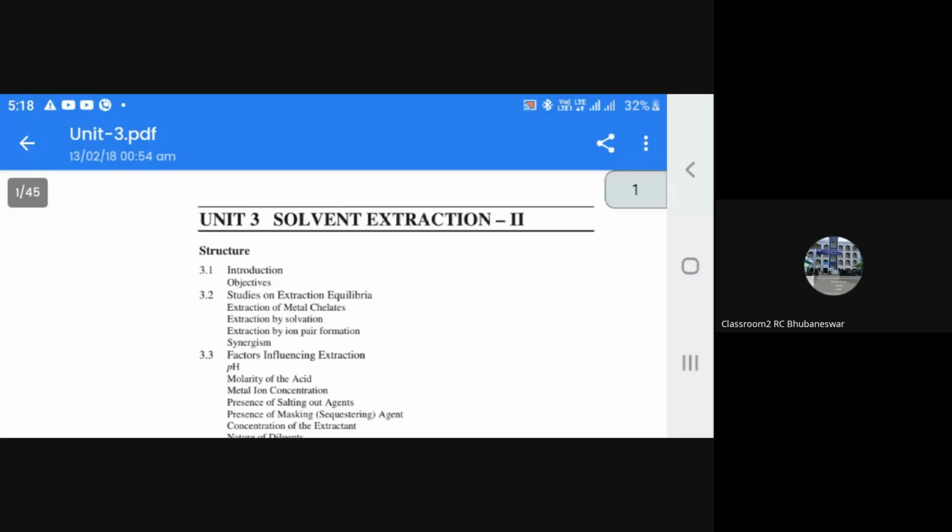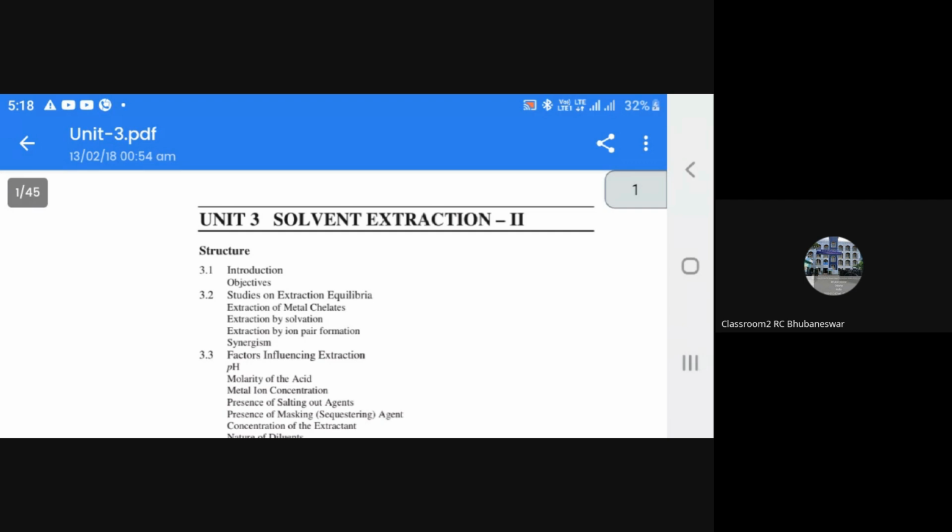Part 2. Yesterday we discussed part 1. So here we have the studies on extraction equilibria, that is extraction of metal chelates, extraction by solvation, extraction by ion pair formation, and synergism.